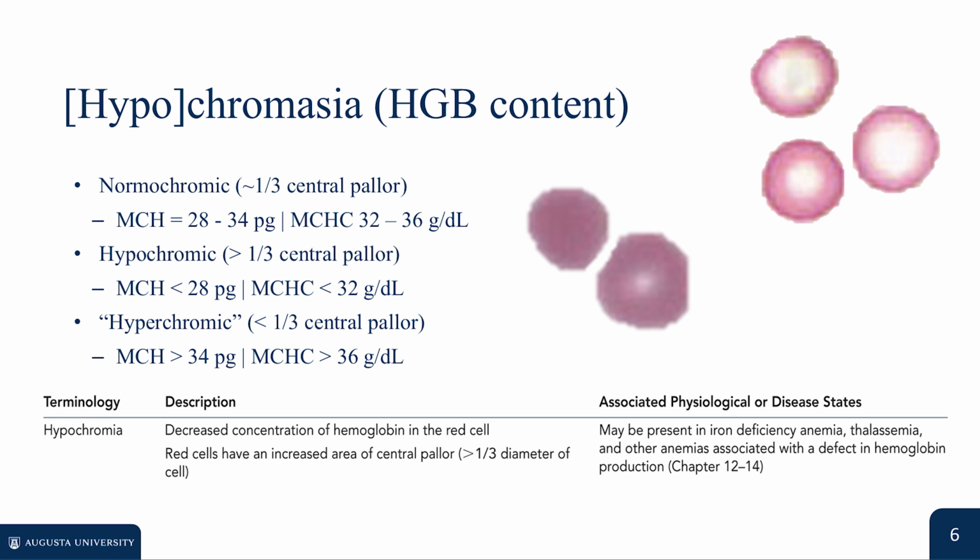In these cells, the central pallor occupies less than 1/3 of the diameter or is entirely absent. The automated indices show an MCH greater than 34 picograms and an MCHC exceeding 36 grams per deciliter. However, we must emphasize that true physiological hyperchromia does not exist in living red cells. That is a critical physiological principle in laboratory science. An erythrocyte cannot physically be oversaturated with hemoglobin beyond approximately 36 grams per deciliter.